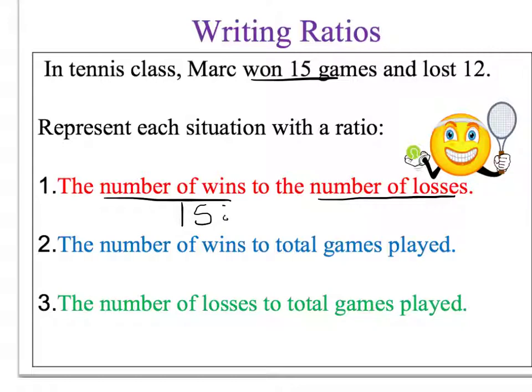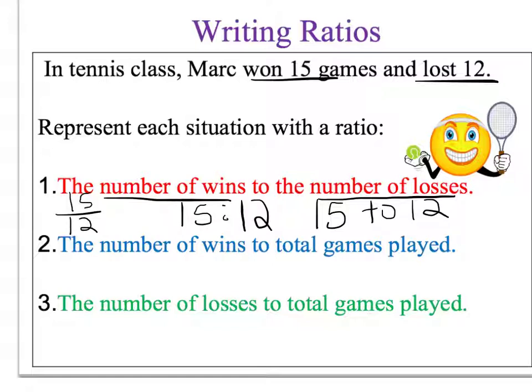You can use a colon, and 12 is the number of losses. Okay, you may also write it using the words, 15 to 12, or you may write it as a fraction, 15 over 12. Okay, order does matter here. Okay, let's try number 2.